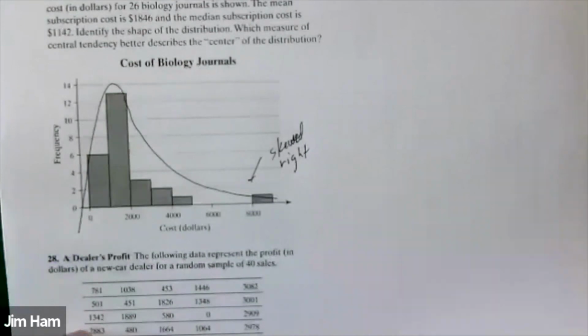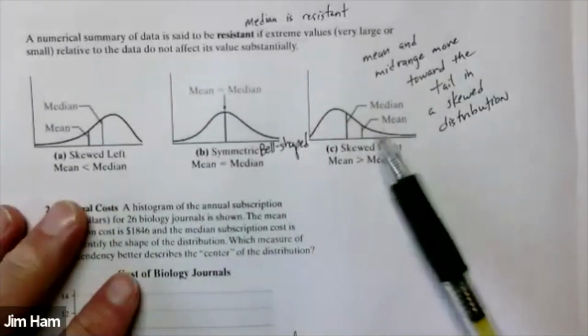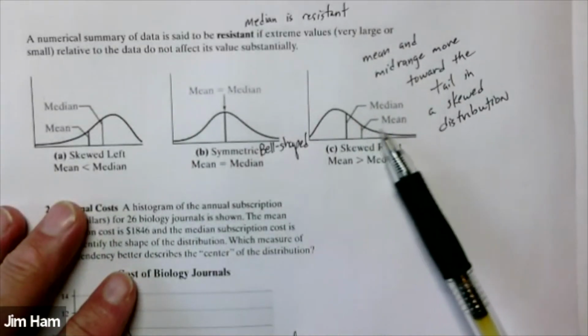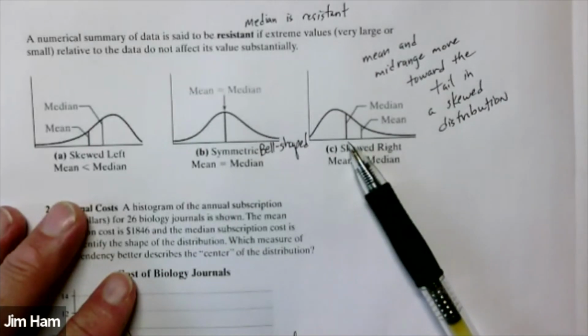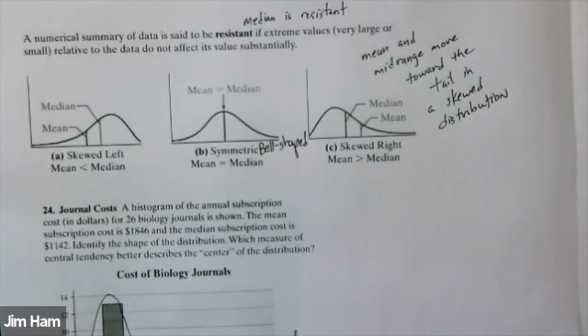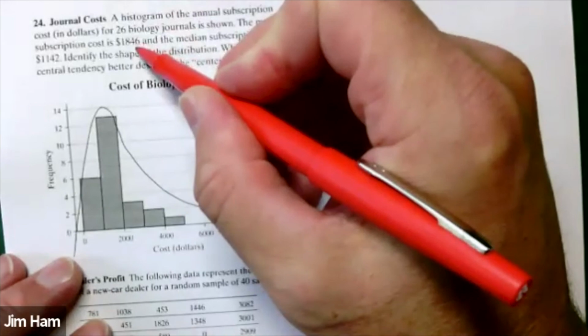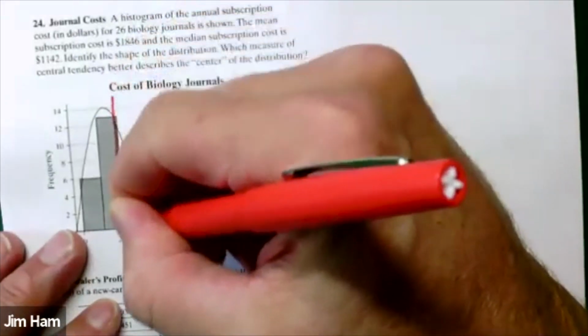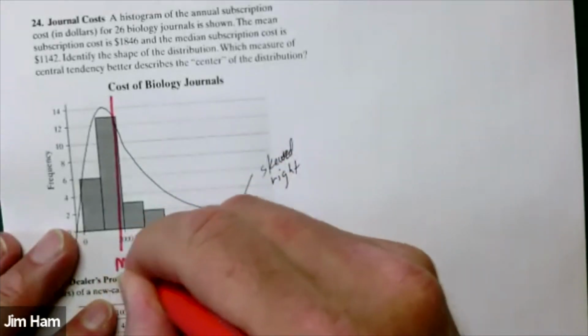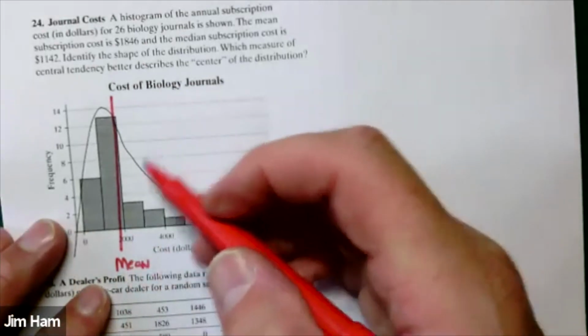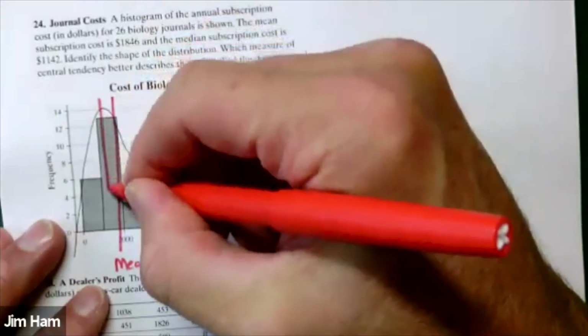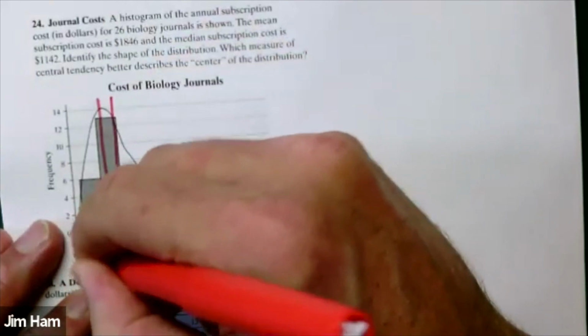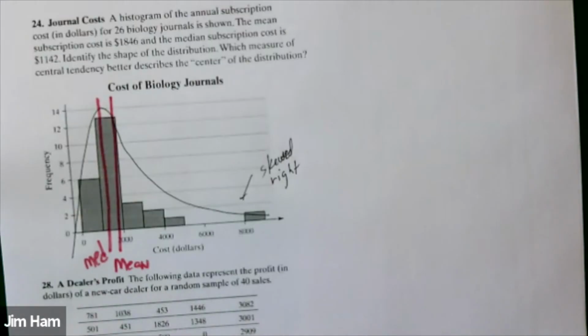And so therefore, you're going to see the mean is going to be to the right of the median. Median is where exactly 50% of the data values are to the left and 50% of the data values are to the right. We have 18.46, which is the mean, and we have 11.42, which is the median. And so you can see that the mean is a little bit to the right of the median.